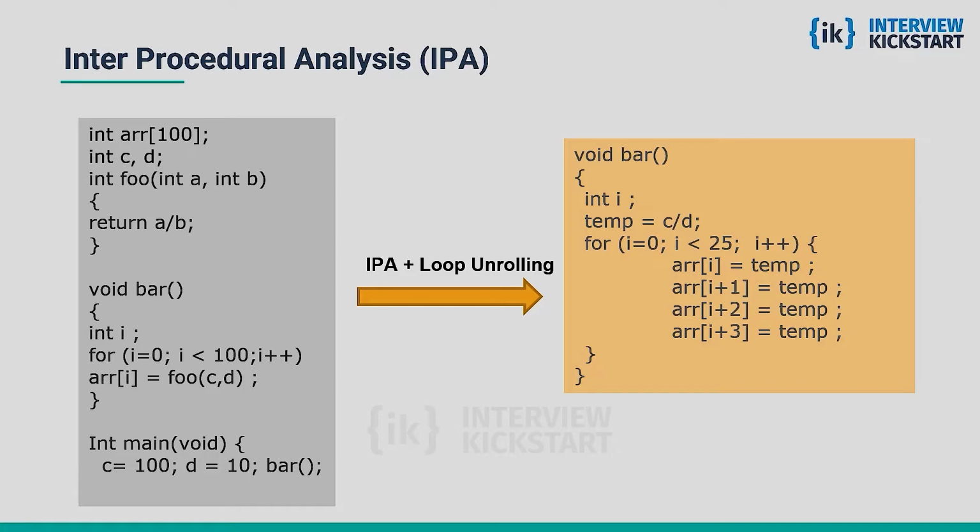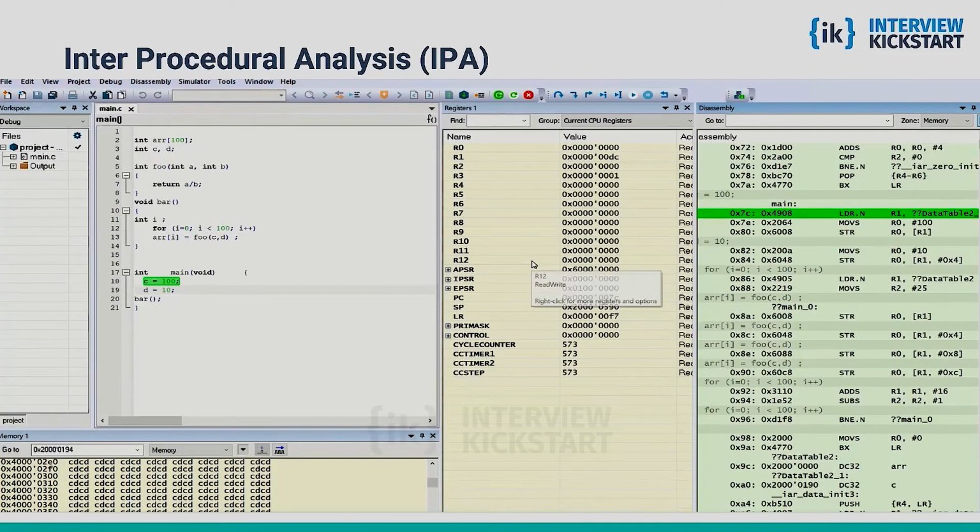The procedure analysis suggests that this function has an invariant value, so the whole function can be replaced by a temporary variable, which can be assigned to all the elements, and the assignment itself is done by unrolling the loop to 1/4. Basically, 4 statements, and the number of loops is 1/4.